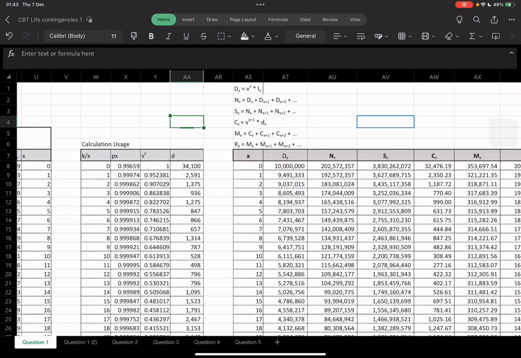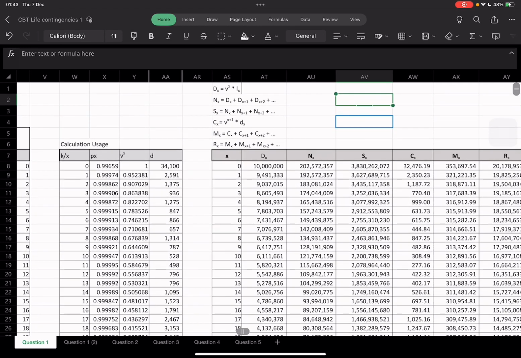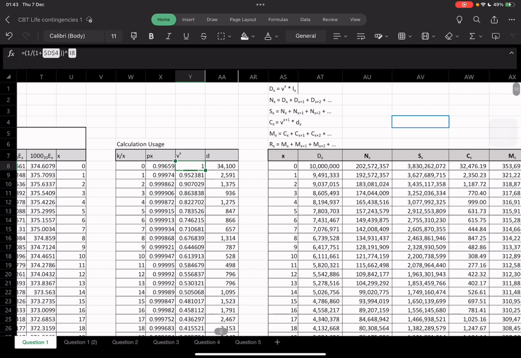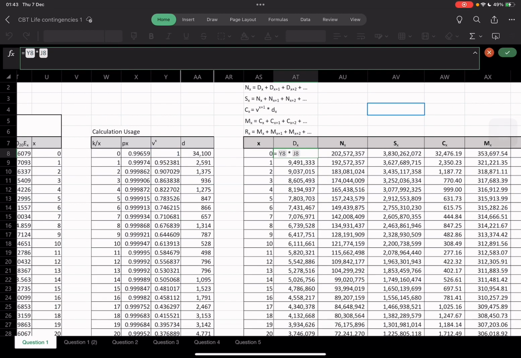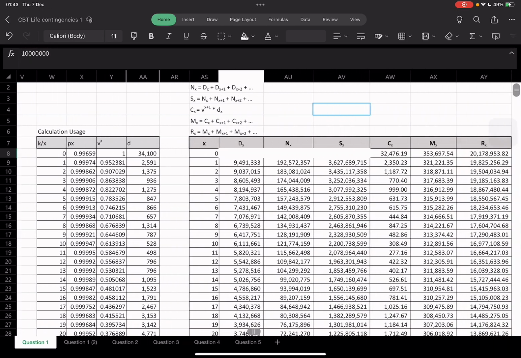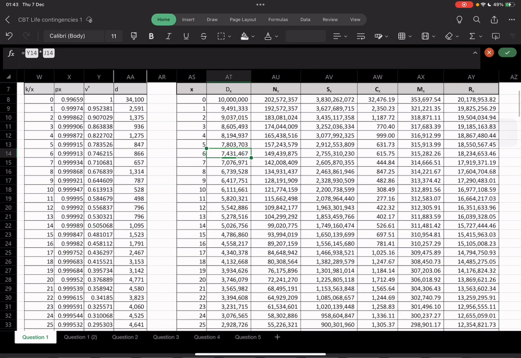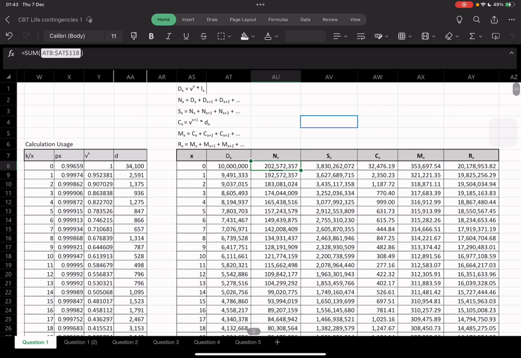We can see from the formula for the Dx. Dx is the product of vx times lx. We have the vx here, which we calculated previously, vx times lx. And then we just copy the formula for the rest of the table. For Nx, it is just the summation of Dx.